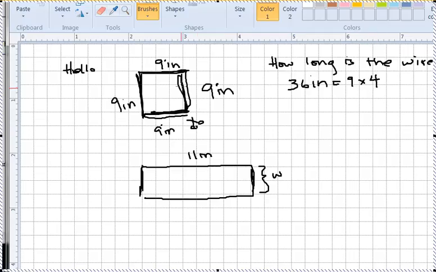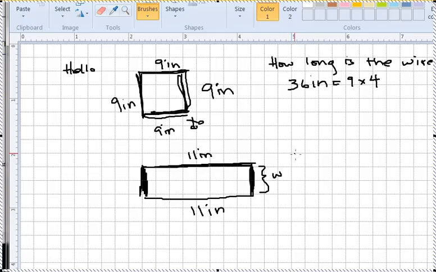What she's saying is that if I add 9 plus 9 plus 9 plus 9, or I do 9 times 4, it gives me 36 inches. I totally agree. Now here's the question. If I know that the wire is 36 inches long, and I know from here to here is 11 inches, and over here to here is also 11 inches, what is the length of my width? You folks understand the question?